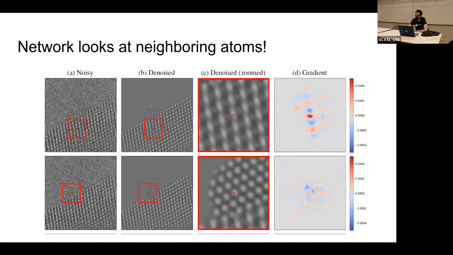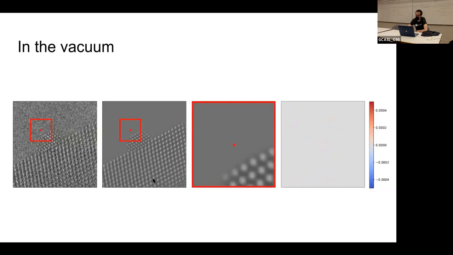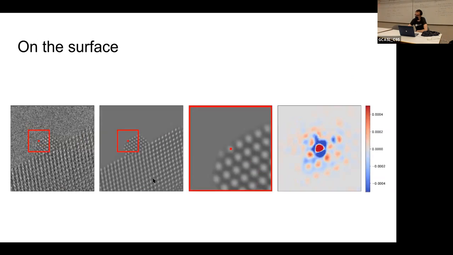Actually, so that's it, but I'm gonna show you again the gradients because I like looking at them. So the idea is that it is able to actually adapt to different parts of the image completely automatically, and it figures out what kind of averaging it needs to do.